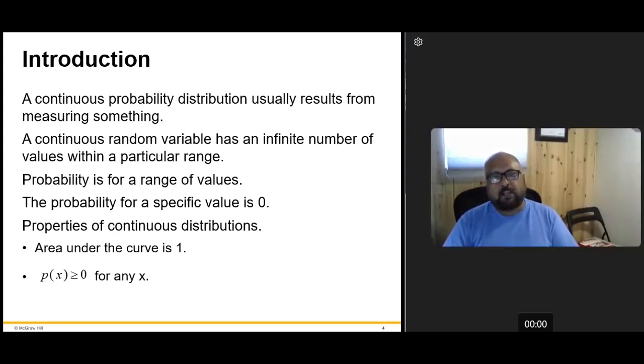And secondly, for any specific value, the probability is 0. What does it mean? It means that probabilities are calculated over a range of values, not per element of the shaded area. We can only measure it from point 1 to point 2, or point A to point B. Individual elements under the curve are so tiny and so many that it's not possible to measure their probability. That's why for any specific value under the probability curve, the probability is zero.